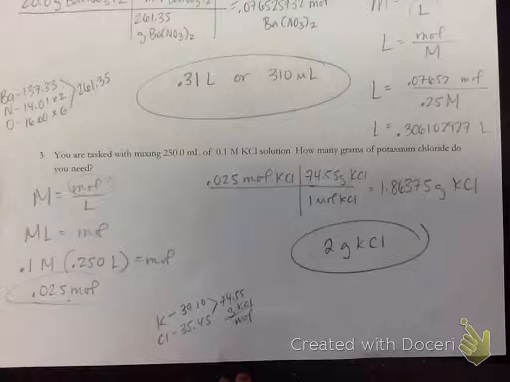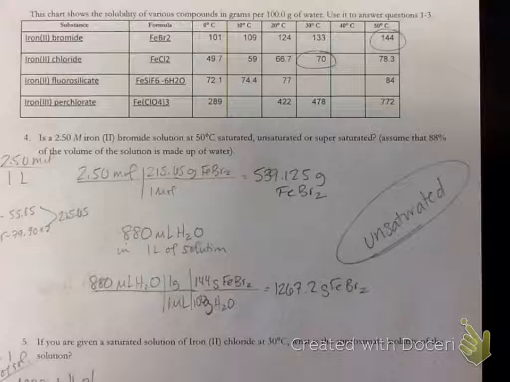Okay, questions? Okay, for the first challenge problem on the back, you're told you have a 2.5 molar iron bromide solution. It's at 50 degrees Celsius. Is it saturated, unsaturated, supersaturated? So you know the difference between those terms.